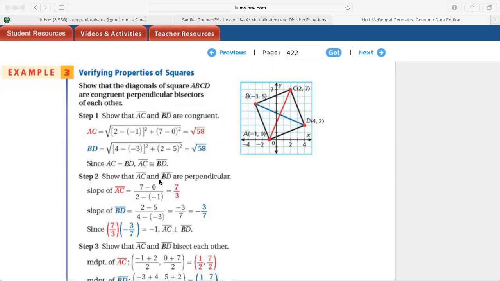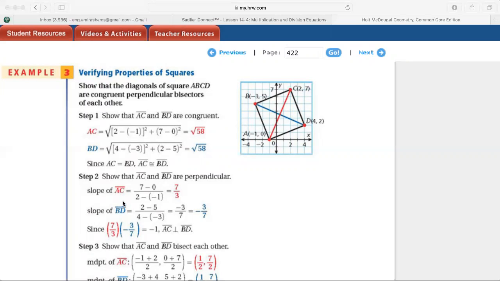Okay, show that AC and BD are perpendicular. How will I show that they are perpendicular? Let's see the slope. Slope of AC, the diagonal. Slope is change of y over change of x: y2 minus y1 over x2 minus x1. I will use the ordered pairs of A and C. y2 minus y1 is 7 minus 0, x2 minus x1 is 2 minus minus 1, so it is 7 over 3.